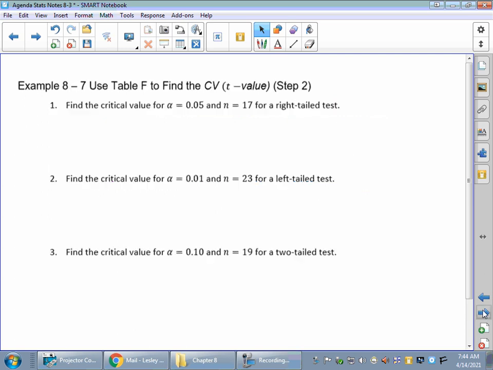So let's find a couple of our critical values before we go any further. I used to have a t table. Oh, I didn't. Okay. So let's see. Find the critical value for alpha equals 0.05 and n equals 17. So first thing, we're going to make sure we mention the degree of freedom. Degree of freedom is equal to 16. Make sure you use that.